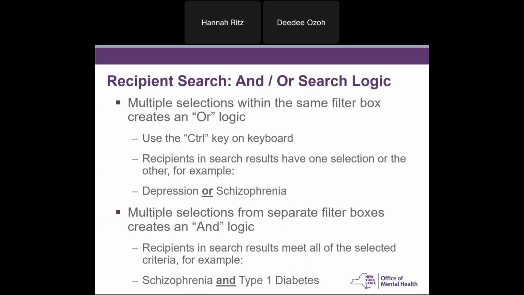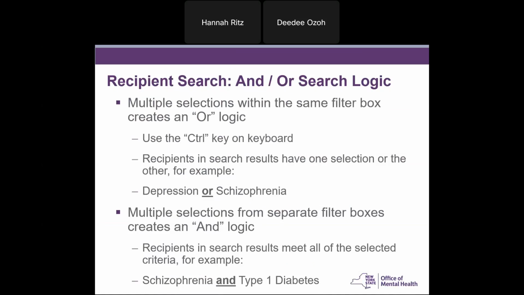Now, within recipient search, there are a couple of important pieces of information to keep in mind when performing searches. The first part is the and/or search logic. When you're making multiple selections within the same filter box, this creates an OR logic. In order to select multiple options, you would need to hold down your control key to do this. The OR logic means that recipients in the search results have one selection or the other.